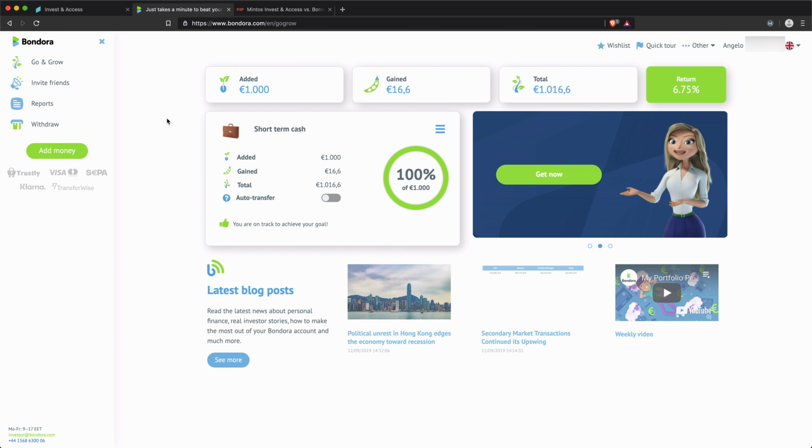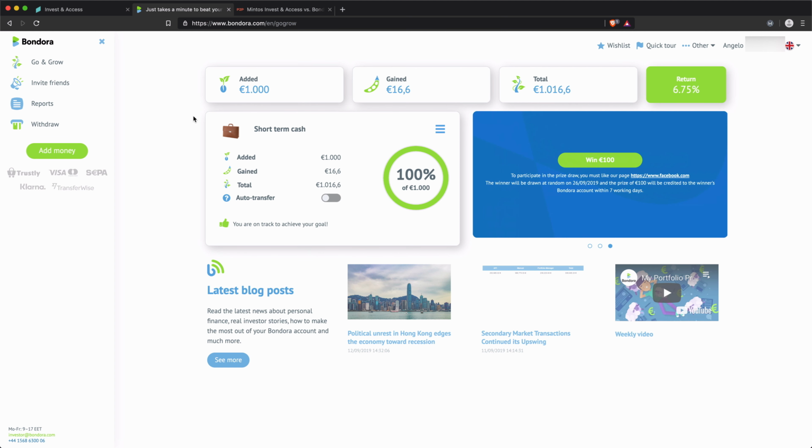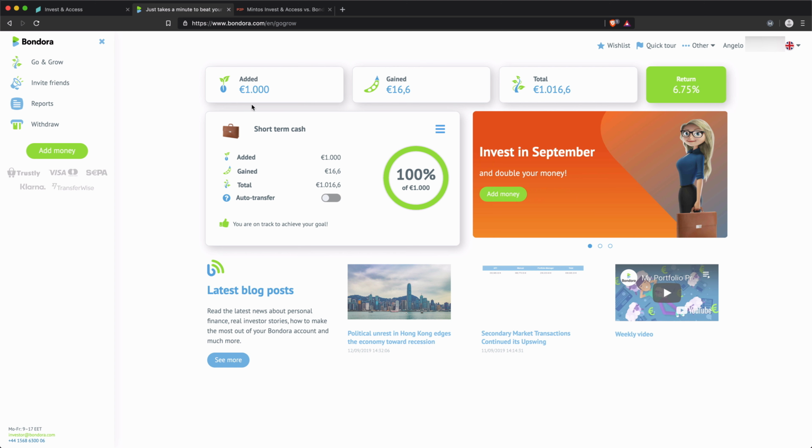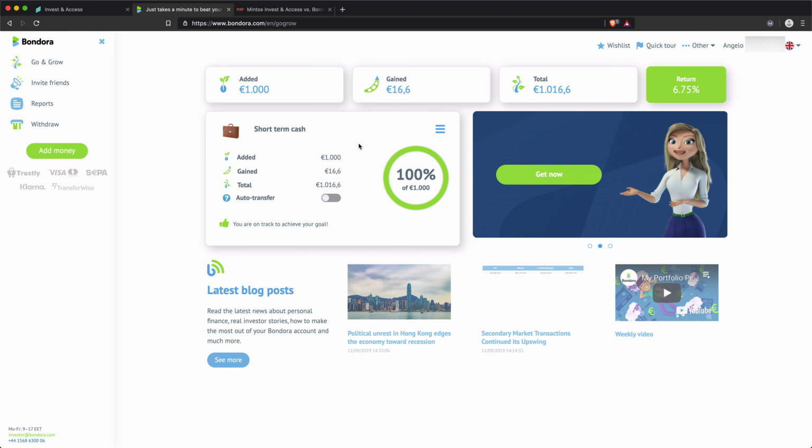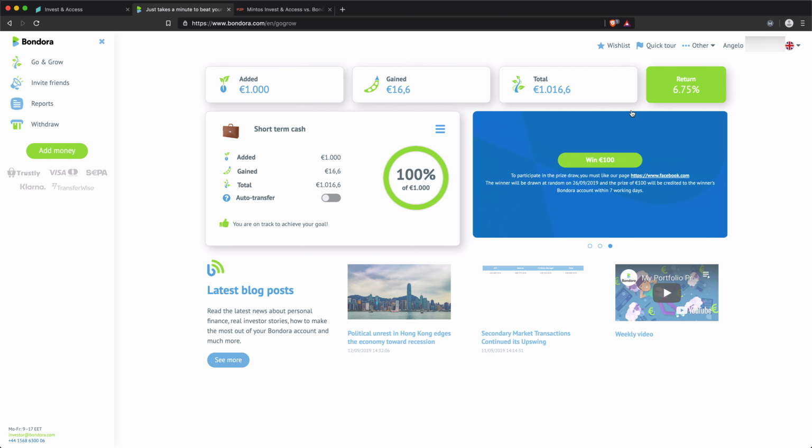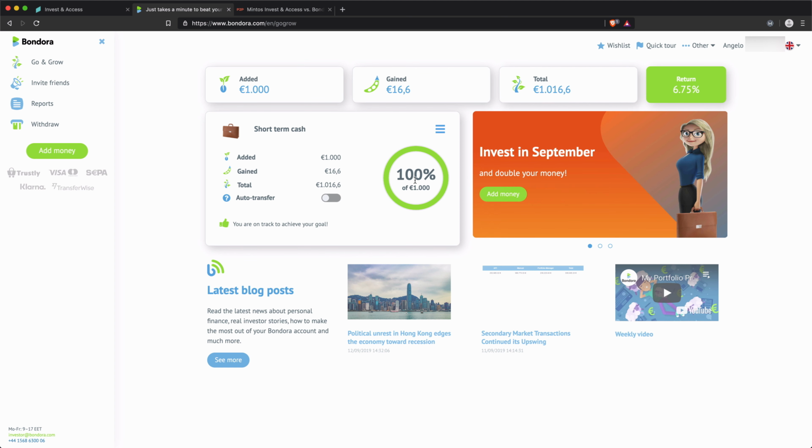Go and Grow was launched exactly 1 year before Invest and Access in June 2018. Go and Grow automatically invests your money into a portfolio of over 80,000 single loans from Estonia, Finland, and Spain. And you get an average interest rate of around 6.75% per year, which is added daily to your account, which can be very motivating to see.